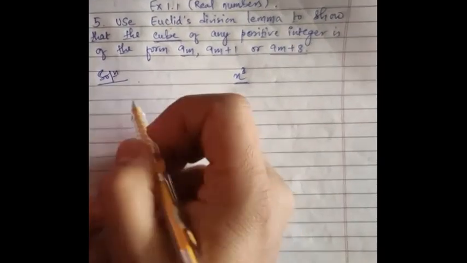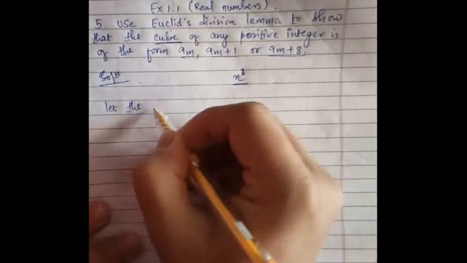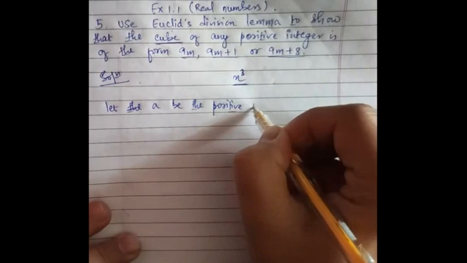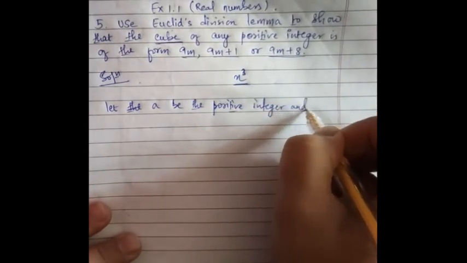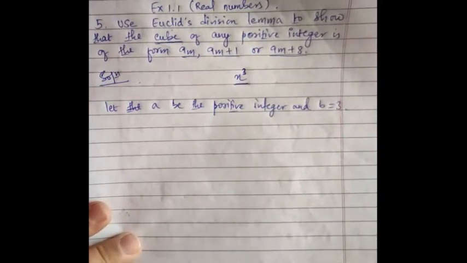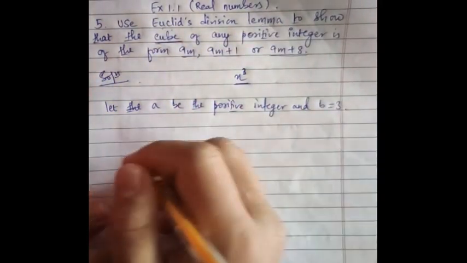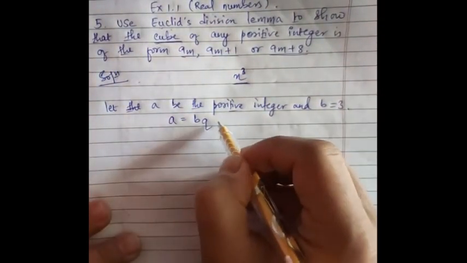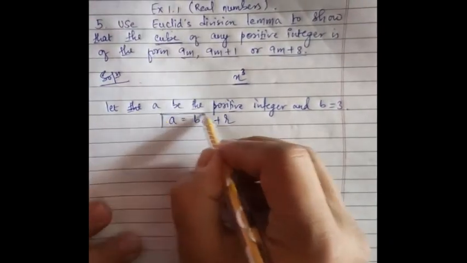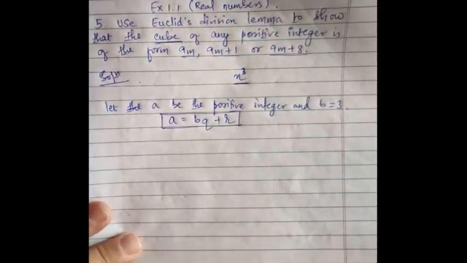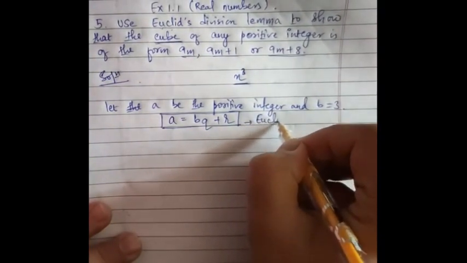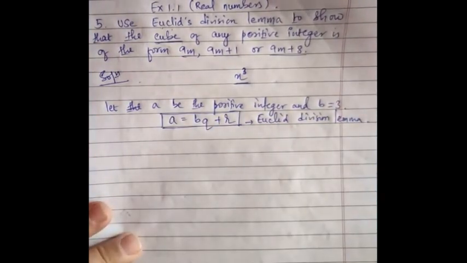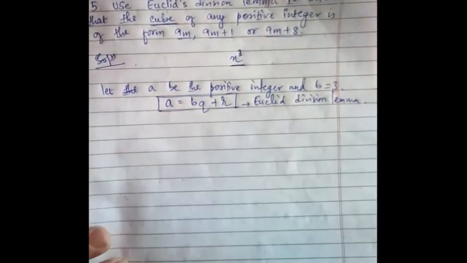So what I'm going to do here is let a be the positive integer, and b be 3. Alright, so I'm letting this thing. So we have to solve using Euclid division lemma. What is Euclid division lemma? When you have two positive integers a and b, there exist two unique integers in the form of q and r, which satisfy the equation a equals bq plus r. So this is our Euclid division lemma. Alright, so this is what we have. So using this concept we have to solve this problem.